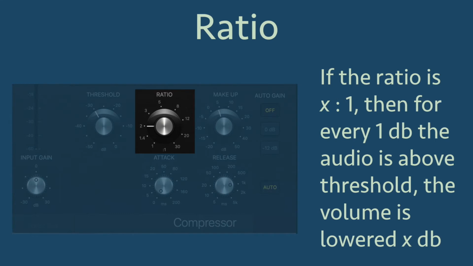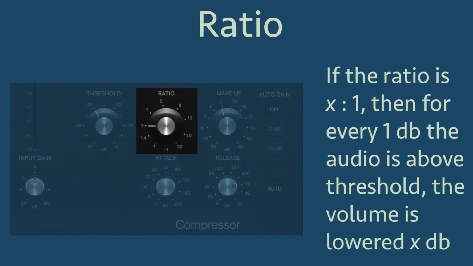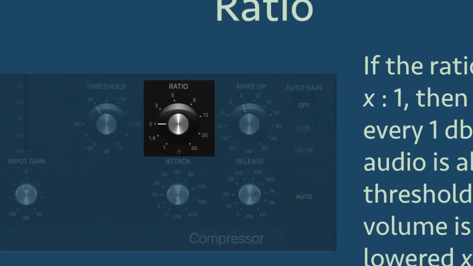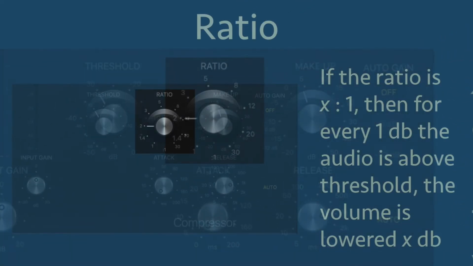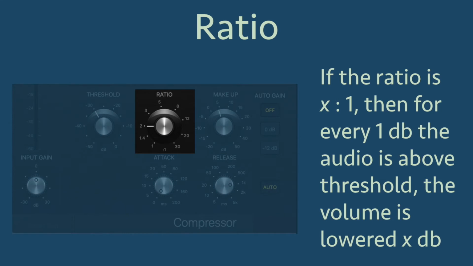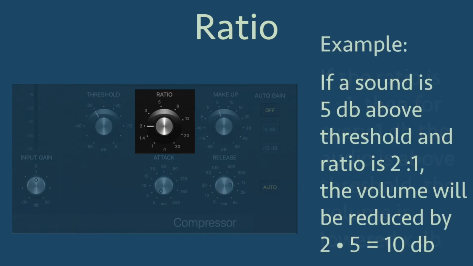This is set by the next parameter, ratio. This is one of the most obvious applications of mathematics on a compressor. The options to choose from are set ratios, like 1:1, 2:1, 5:1, etc. In general, if the ratio is x:1, then for every 1 decibel that a sound is above the set threshold, the volume will be reduced by x decibels. For example, if a sound source is 5 decibels above the threshold and the ratio is set to 2:1, then the volume will be lowered by 2 times 5, or 10 decibels.